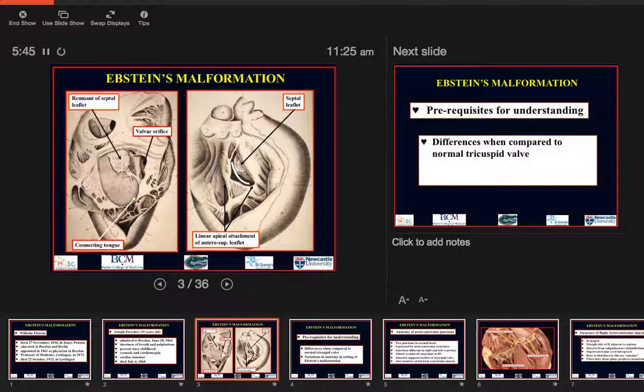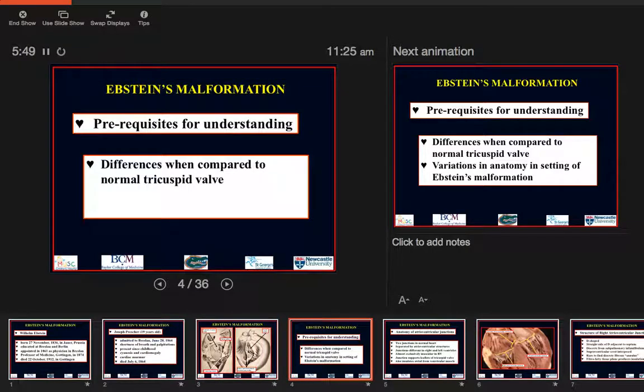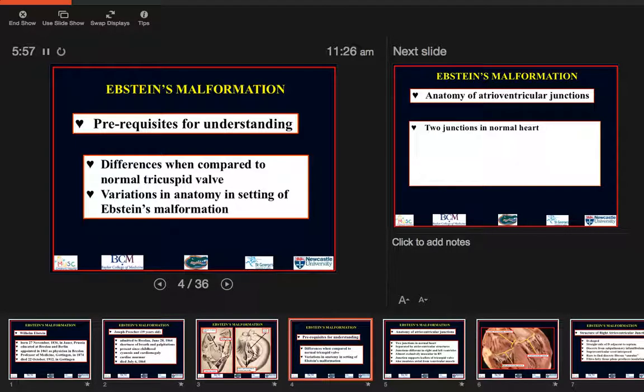So if we are to relate what we learned from the heart of Josef Prescher to what we see today, we need to find the differences in that abnormal valve compared to the normal valve, and then we need to understand the variations that you will confront in the various patients having what we call Ebstein's malformation.